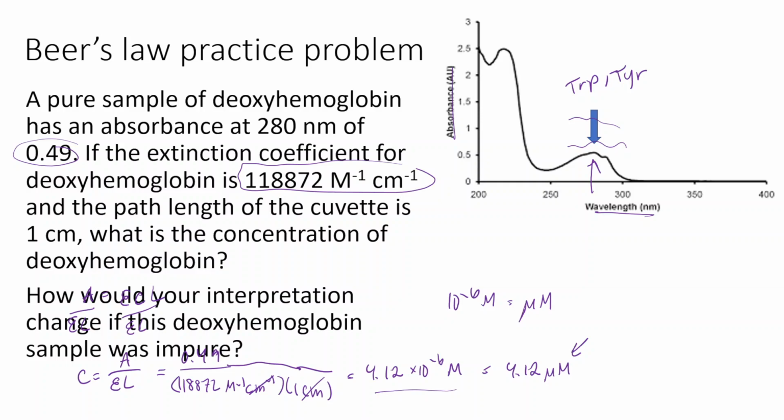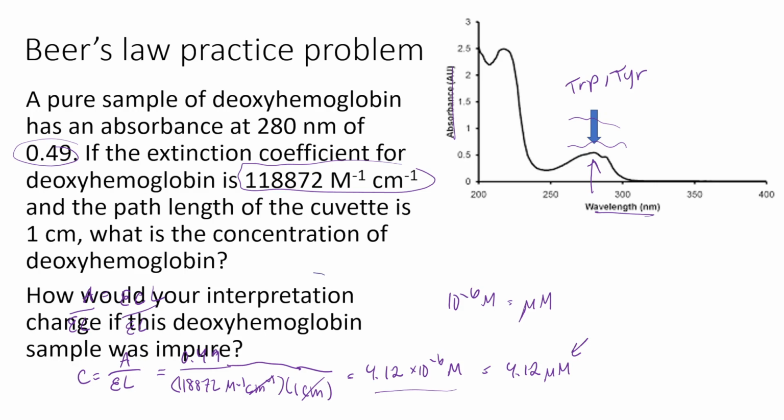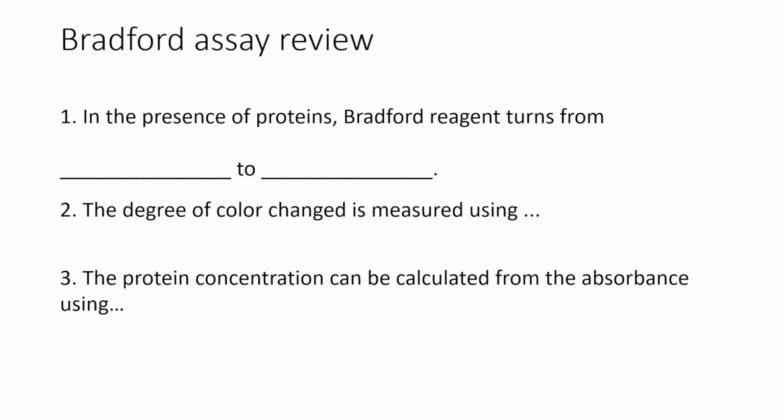Sorry, I forgot to show you that. This was just what I asked you, which is how would your interpretation change if it was impure? So let's talk about the Bradford assay. First we'll just talk a little bit about what it does or what changes we're observing. In the presence of proteins, what happens to Bradford reagent? It turns from what to what? I'll give you a hint, it's colors. What colors does it turn? Brown. Yes, it turns from brown to blue. Excellent.